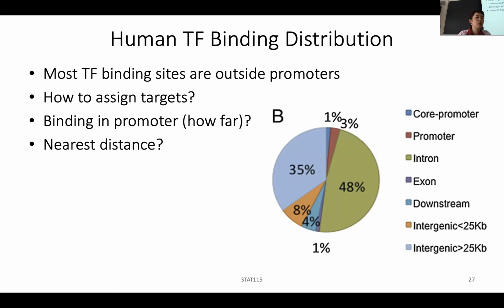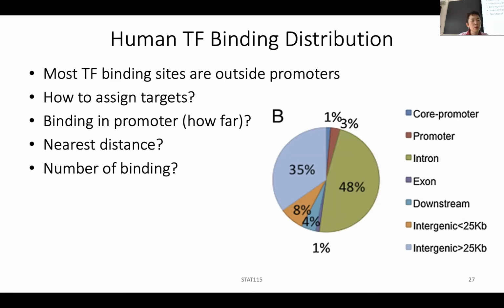Other people also try to assign a peak to the nearest gene. So for example, if I have a peak and that gene is 10 kb away and this gene is 5 kb away, it's going to be assigned to the 5 kb one and not the 10 kb one, right? So people also do that: the distance to the nearest gene transcription start site.